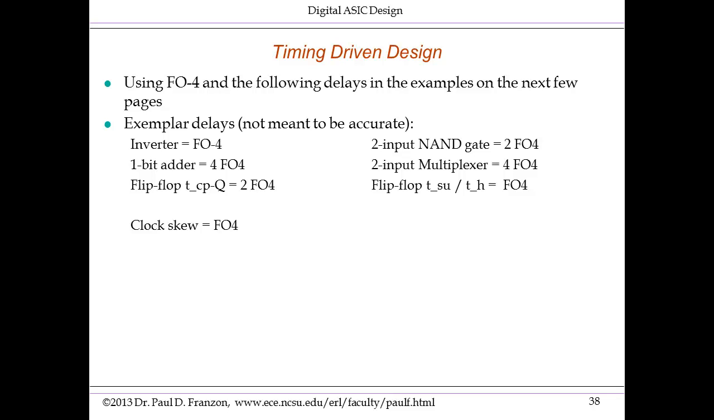So what we're going to do is use FO4 as a process invariant delay factor, and then just count delay in units of FO4, so we can get an idea of the overall speed of the design in a process independent fashion. And very approximately, I'm going to use these values for delays of different logic elements as given on this page. And these are only meant to be approximate. A more accurate set of numbers would have more decimal points.